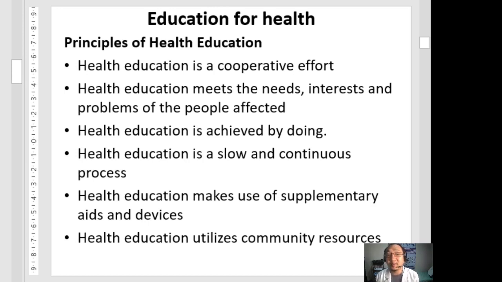Health education makes use of supplementary aids and devices. So, the basic one is we can use other materials, equipment, supplies, okay, to supplement our discussion, our presentation, our health education session for that matter, especially considering clients' status. If your clients are, let's say, younger children, you need some equipment like maybe toys, dolls, videos, visual aids. Okay. Likewise, if your clients are elderly, you really may need supplementary aids like bigger visual aids, sound system.